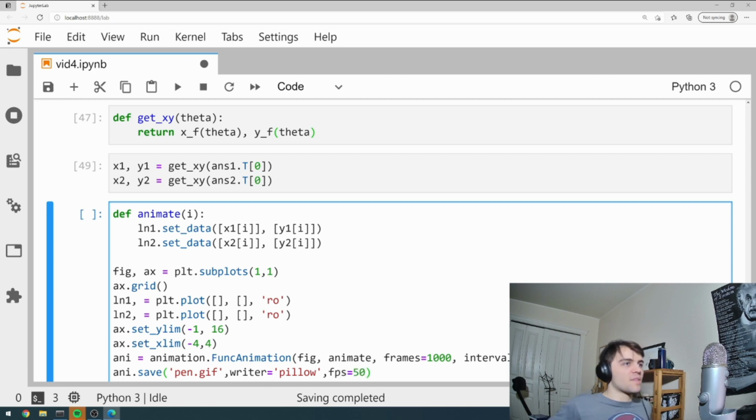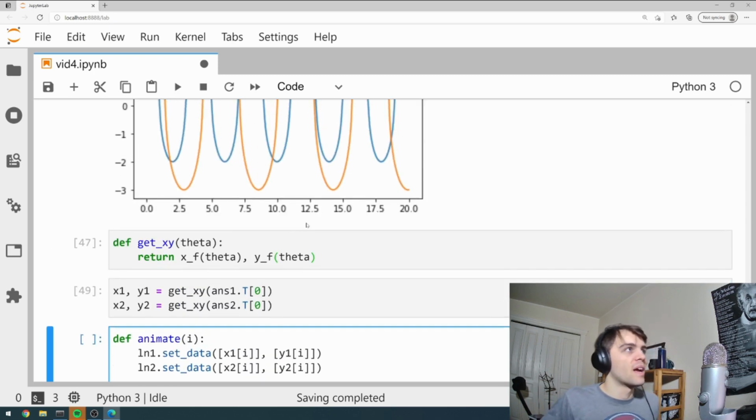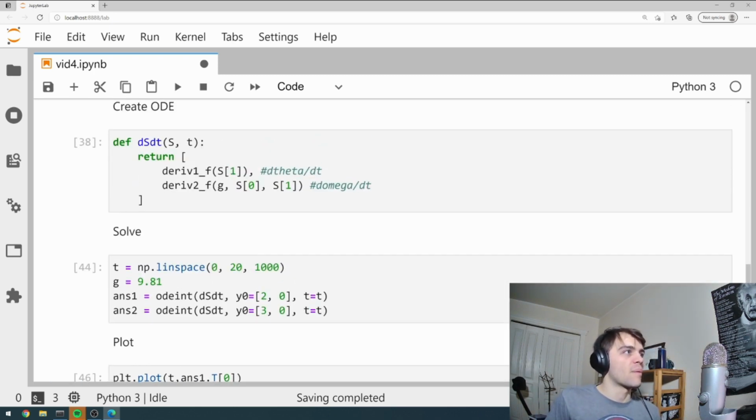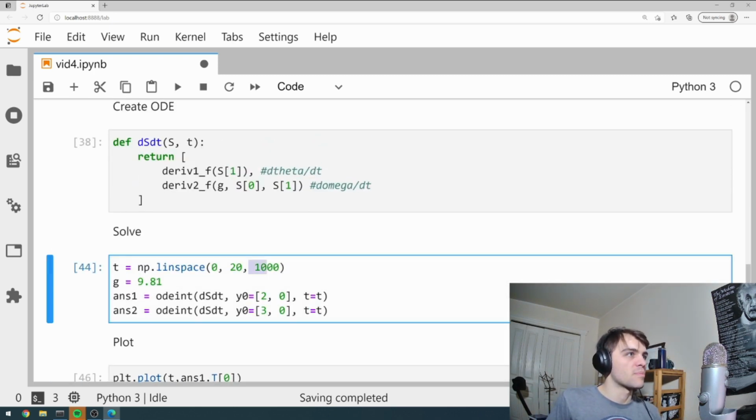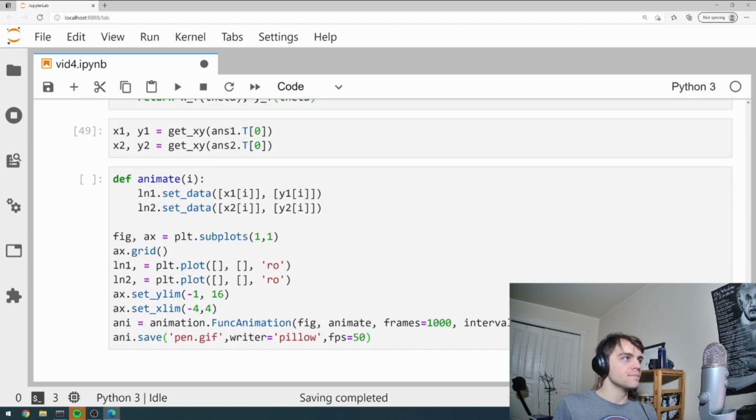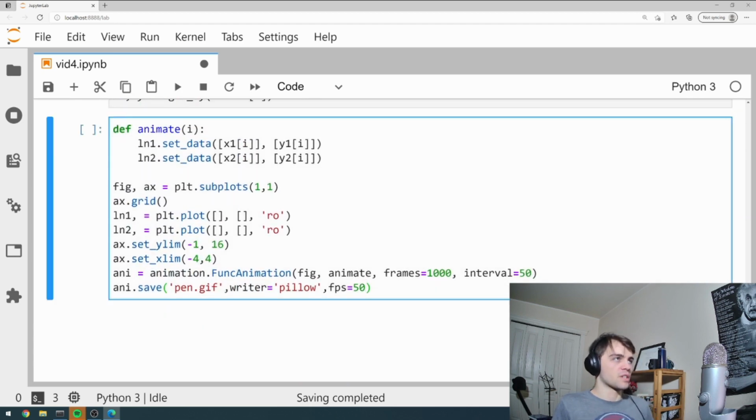Now, there's a reason I'm saving it at 50 frames per second. That is because I went t is 0 to 20 with 1,000 points. That means that there are 50 times between 0 and 1. So if I go 50 frames per second, I take 50 times, and there's exactly 50 times from 0 to 1 seconds. So this animation is going to be in real time. I encourage you to think about that. 50 frames per second for this particular array.